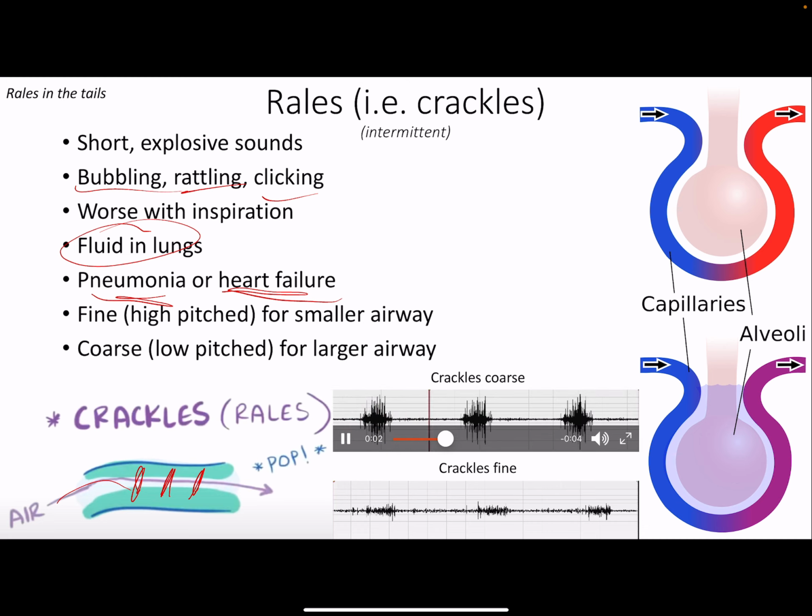Crackle, crackle. Crackle, crackle. Okay. All right, let's listen to this one.